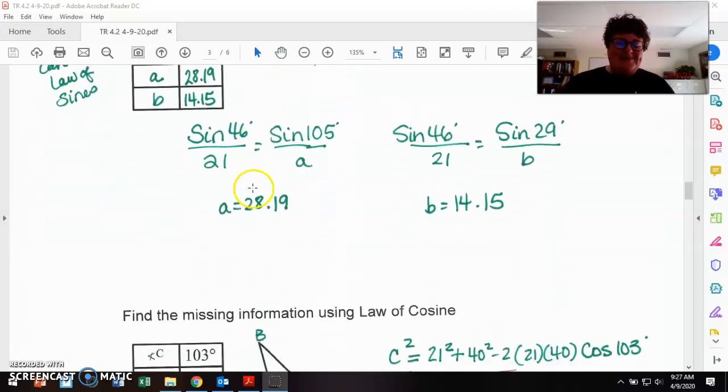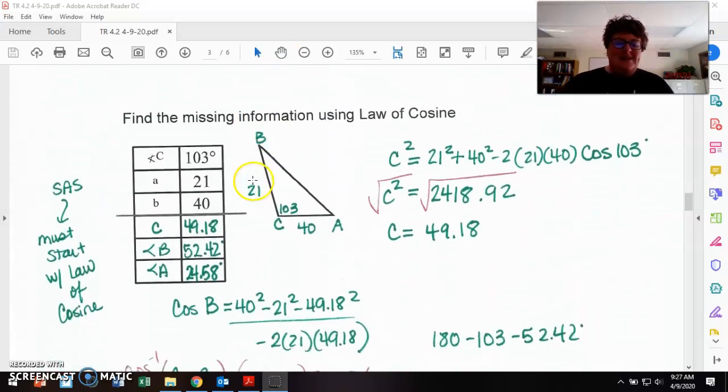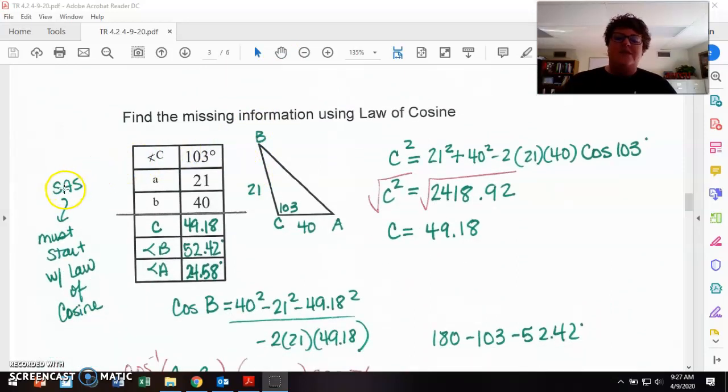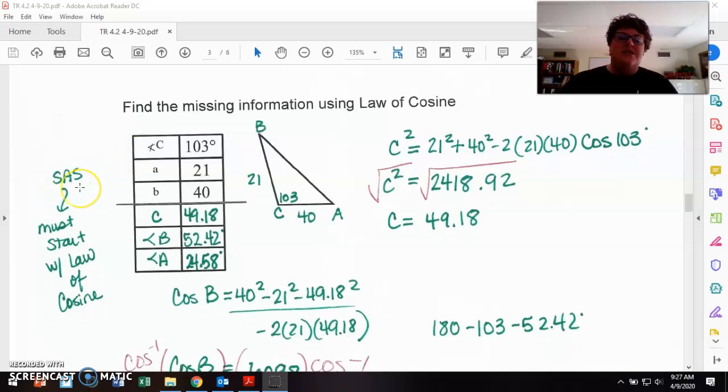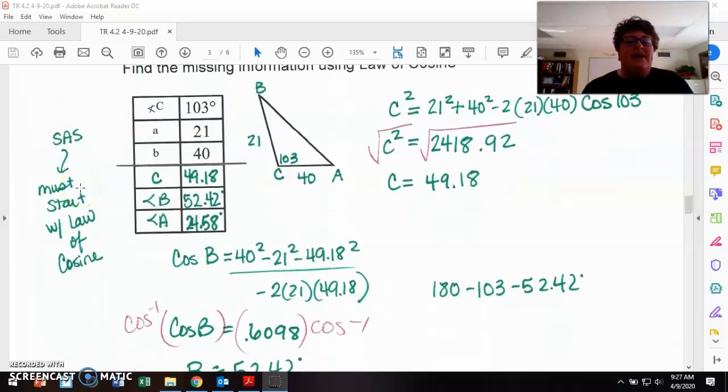Okay. The next one. Based on the information you're given, you have side angle side. So that means that you have to start with the law of cosines. For side angle side, you must start with law of cosines, and then you can switch to law of sines once you find the largest angle.